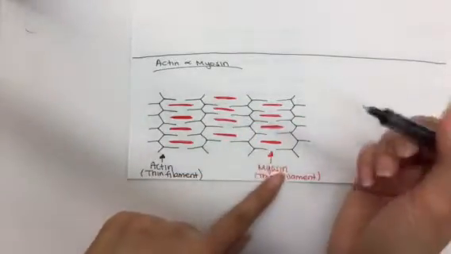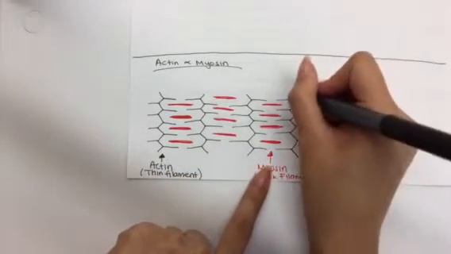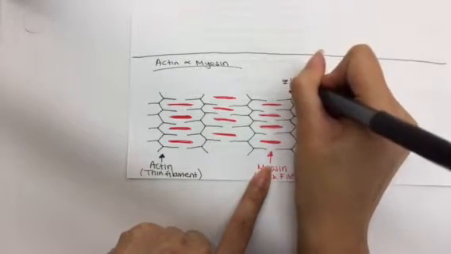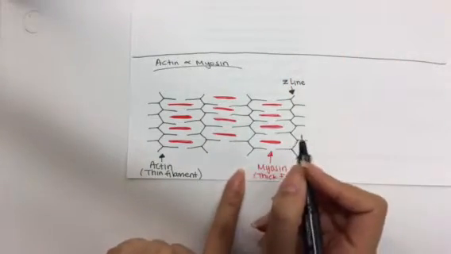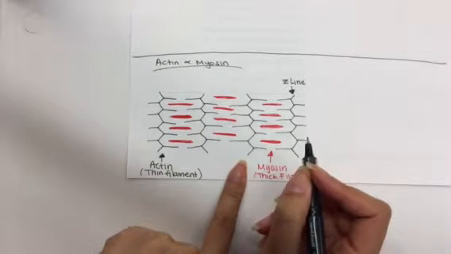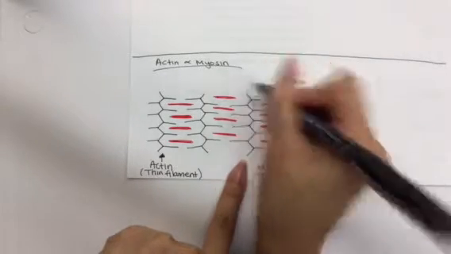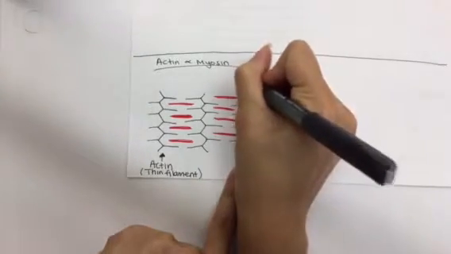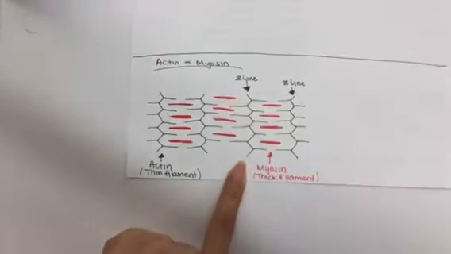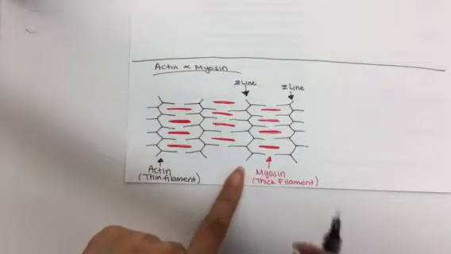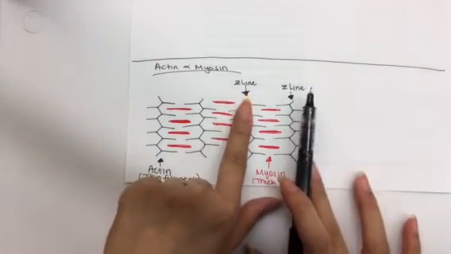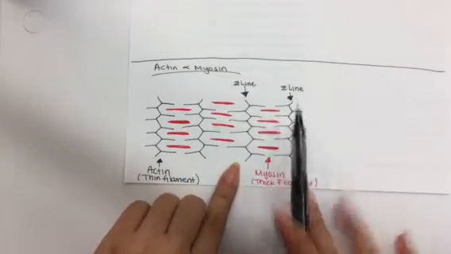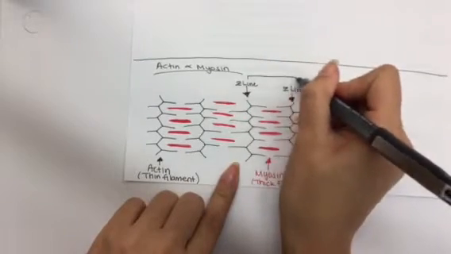Their technical name is Z-line, because it kind of looks like the letter Z. How many Z-lines do you have? 4. And when you have one Z-line to the next Z-line, that section or that segment of actin, myosin, actin, that's called a sarcomere.